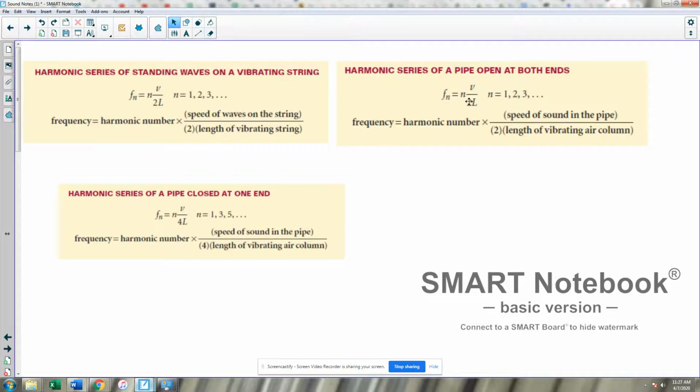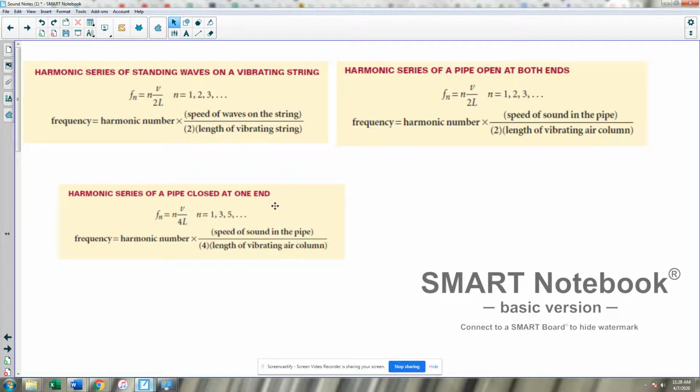It's the same equation for a pipe open at both ends. The only difference is now we're talking about the speed of sound in the air going through the pipe, not through the material itself. For a string, it depends on what the string's made out of and the tension on the string and things like that. But for the pipe organ or whatever is making that, it's just the speed of sound through the air. So that's somewhat temperature dependent. We already talked about that.